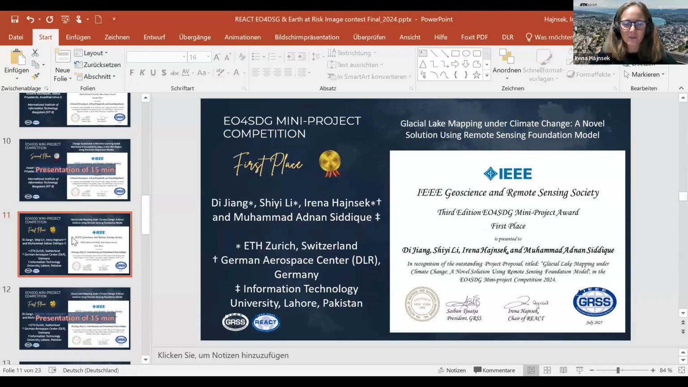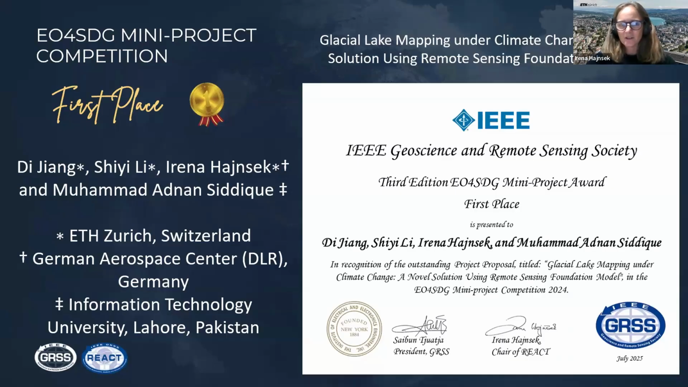Okay, let us go then to the first prize of this EO4SDG Mini-project competition. The first prize is going to Jiang Di. She's already here, and she will present the results of her project work, which is related to glacial lake mapping under climate change, a novel solution using remote sensing foundation models. So Jiang Di, you're open to share your slides with us.